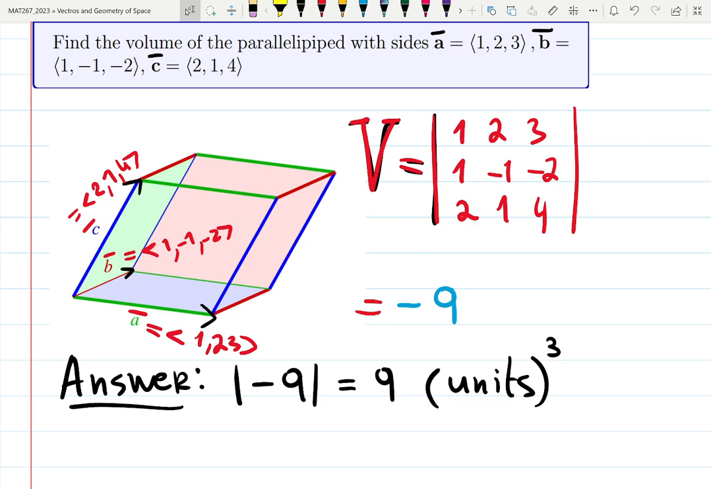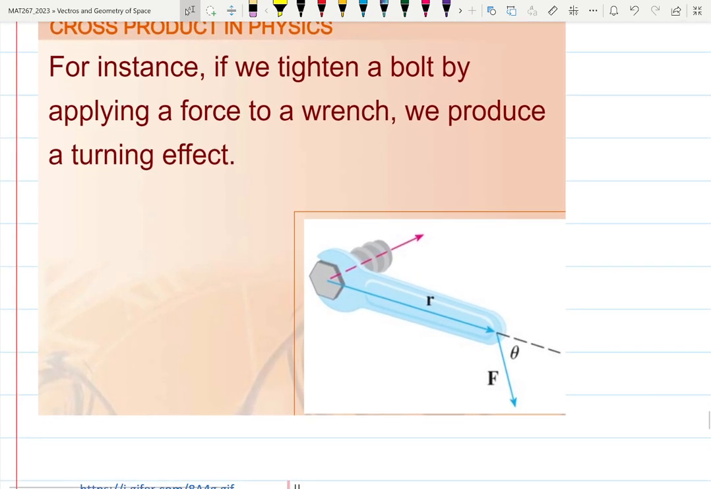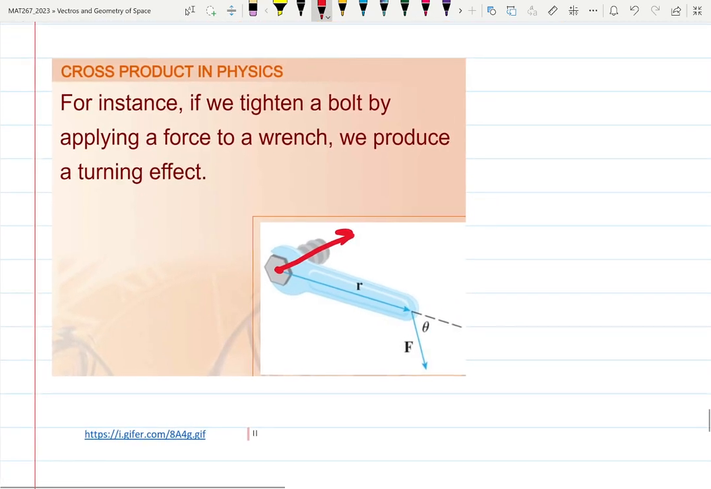While you're finishing writing down, let me tell you about the cross product in physics. If we tighten a bolt by applying a force to a wrench, we produce a turning effect. Apparently, that's called torque, right? Torque. That is a cross product. So let me show you that. So the wrench, when it's spinning, when we try to push the wrench, R is the length of the wrench, and F is the force. We're pushing it down. That creates a cross product. It's perpendicular. That is the idea.